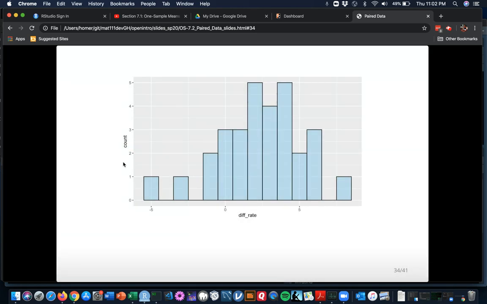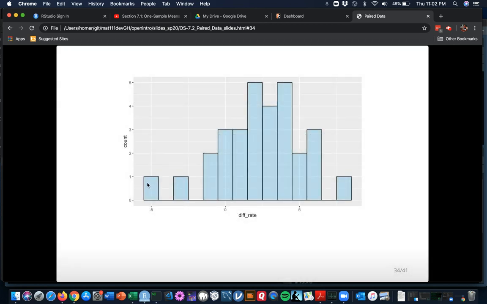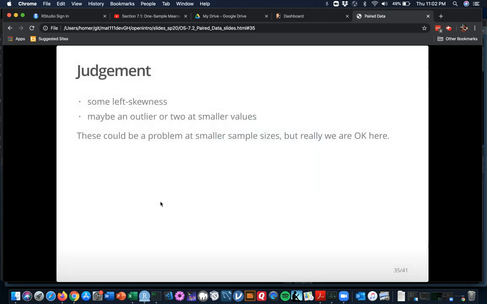And when you look at those 30 differences, you can see it's unimodal and a little bit left skewed, off in the left direction here. So there's some left skewness, or maybe you could call those values here outliers to the left. That might be a problem if the sample size was smaller, but it wasn't. It was fairly large. It was 30. So really we're okay here. You're always going to have to make those judgment calls when you're doing the check step on a test of hypothesis, so don't stress out about it too much.